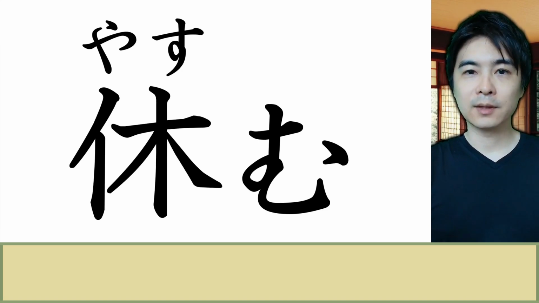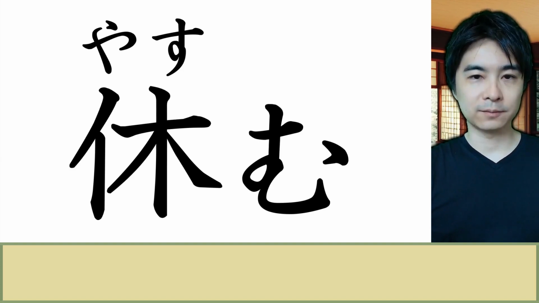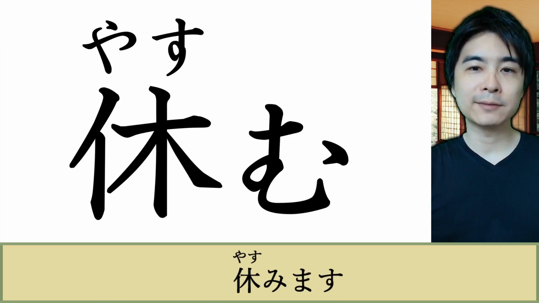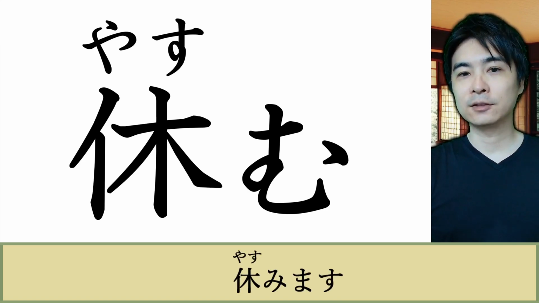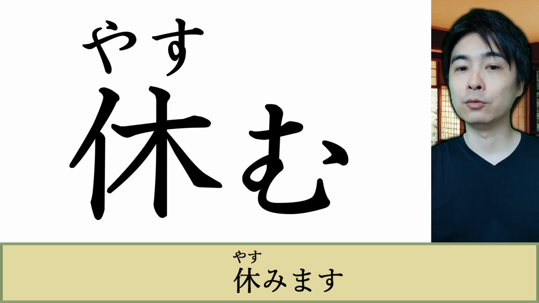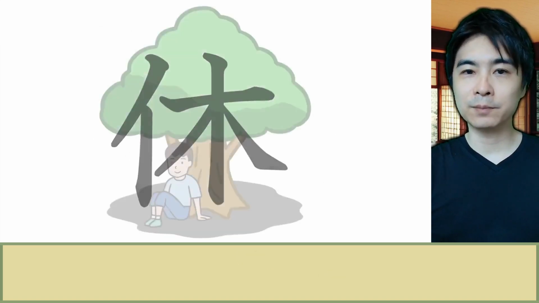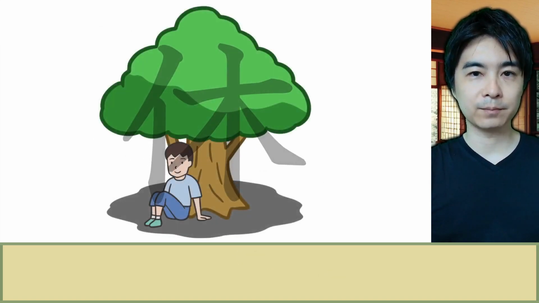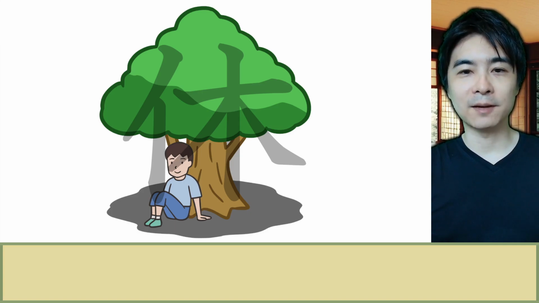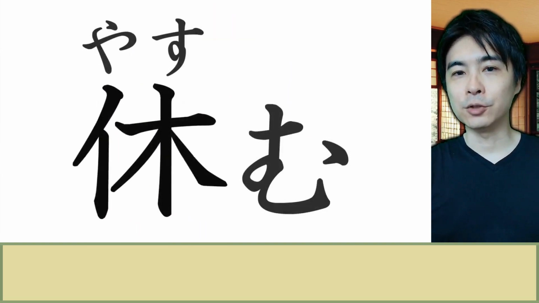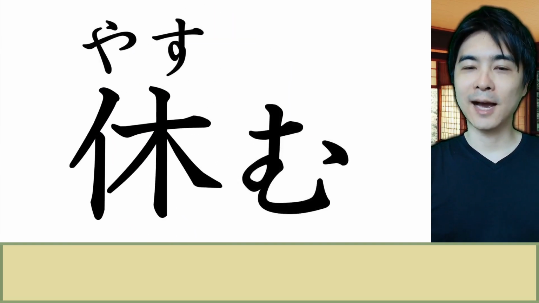Yasumu. Yasumu is a godan verb. So the masu form of yasumu is yasumimasu. Yasumu or yasumimasu means to rest. When you encounter this kanji, please imagine a person resting beside a tree. Then you will understand that the meaning of this kanji is to rest. Yasumu.